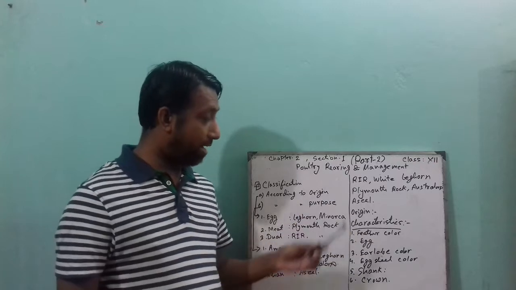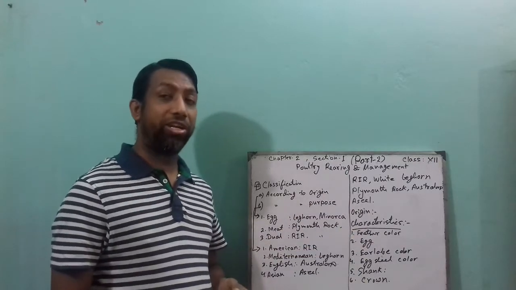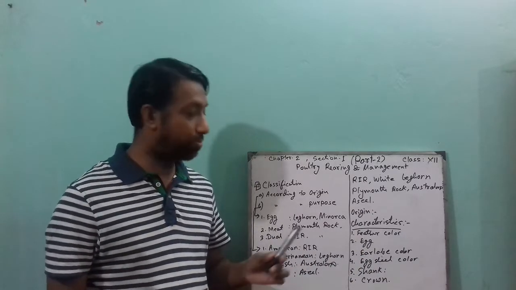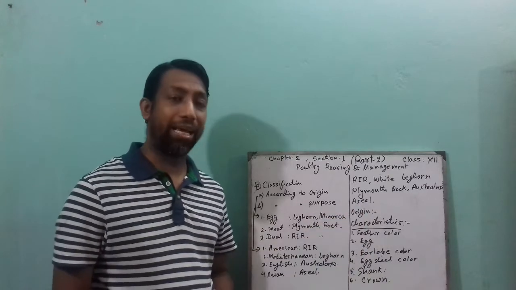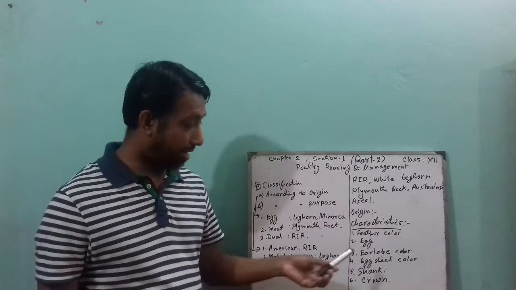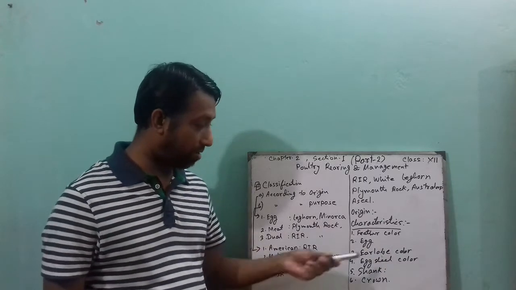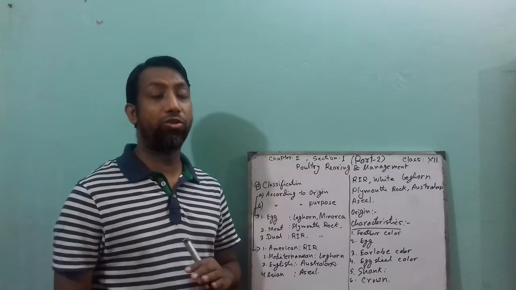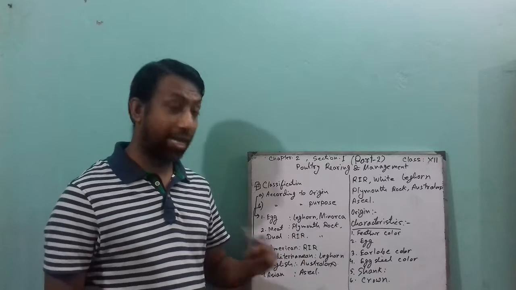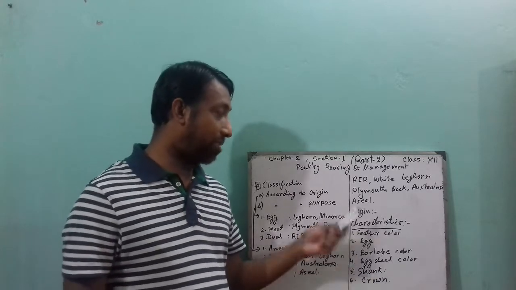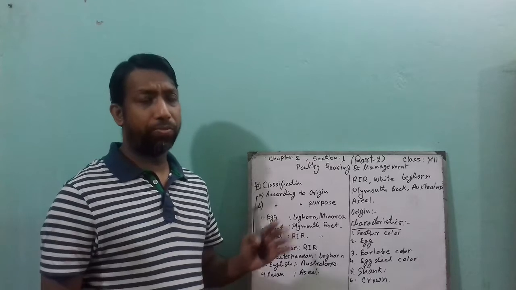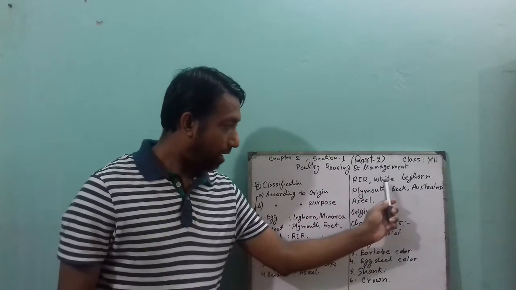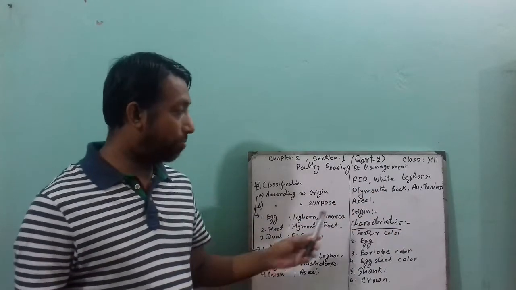For example, in Rhode Island Red, the feather color is reddish, the eggshell color is brownish, egg size is small, and they can lay about 150 to 200 eggs. Then yolk color is pinkish, eggshell color is brownish, shank is featherless, that means there is no feather on that shank, and the crown is pinkish in color. So you have to memorize all the characteristics of each individual poultry bird.